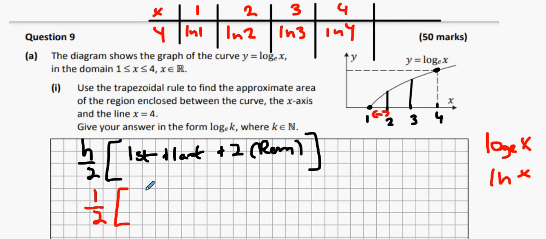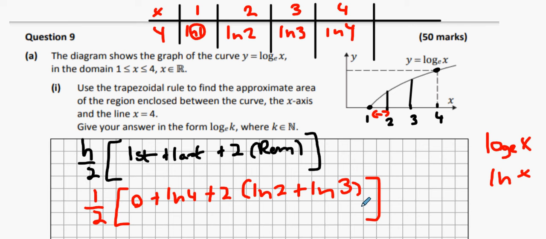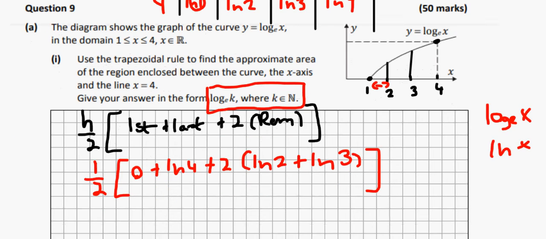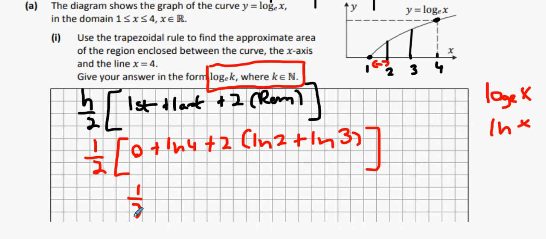So ln1 is actually 0. So it's going to be 0 plus ln4, and then 2 times your remainder, which is your ln2 plus your ln3. Throw it all into the calculator, and you get... Oh, sorry. You're not to throw it all in the calculator. It wants it left in log form, so you're not allowed to throw it all in the calculator. My bad. So we're going to have to do some log rules, I'm afraid.